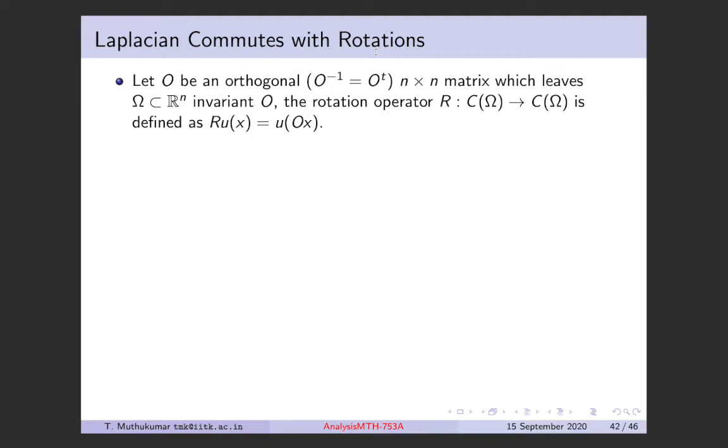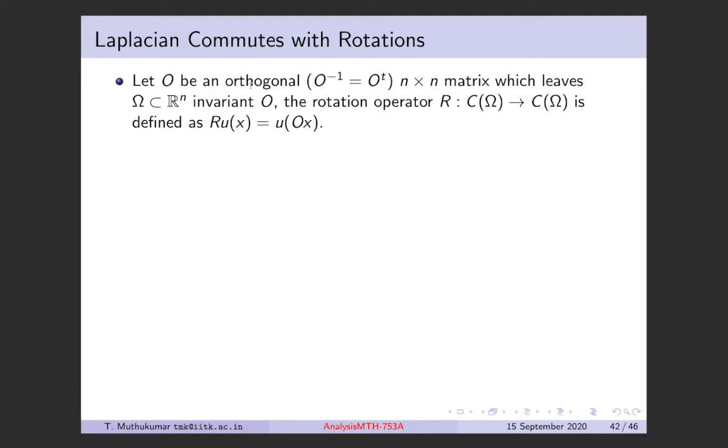So what's a rotation matrix? Just to recall, it is any orthogonal n cross n matrix. What is an orthogonal matrix? Orthogonal means that the matrix O multiplied with its transpose is the identity matrix, which means the inverse of the matrix is the transpose of the matrix. Such matrices are called orthogonal matrices.